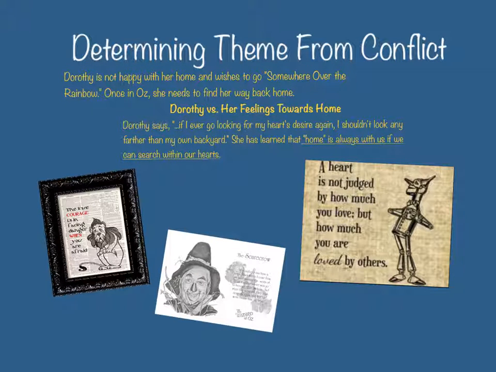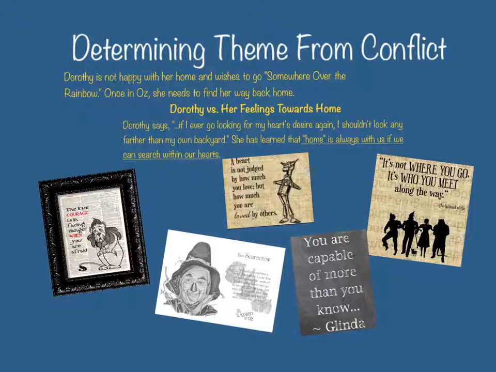The Tin Man wants a heart, and the quote from the movie or the book that goes along with that is that a heart is not judged by how much you love, but how much you are loved by others. And that's a great lesson or a great theme. Two final themes from The Wizard of Oz. The one is, it's not where you go, it's who you meet along the way. That's a great theme from the book. And at the bottom there, you are capable of more than you know. That quote from Glinda applied to many of the characters.